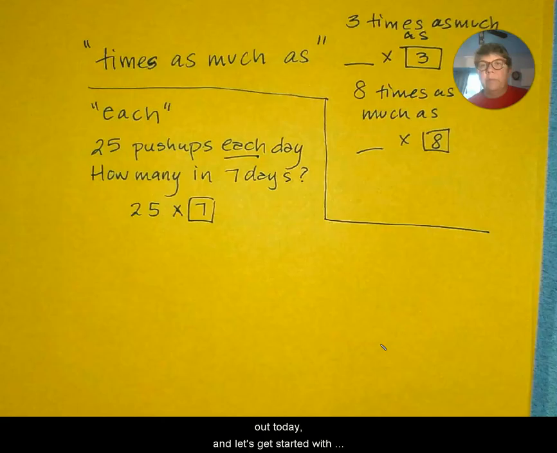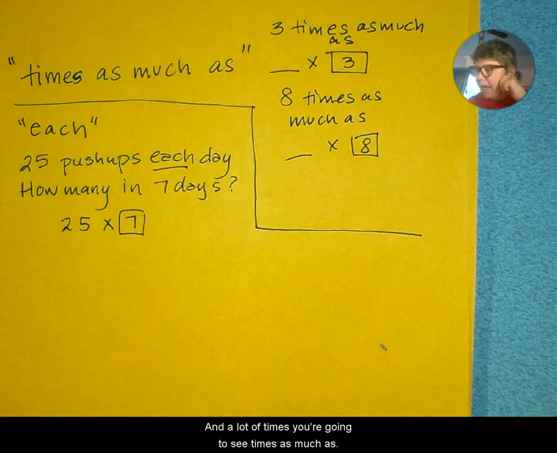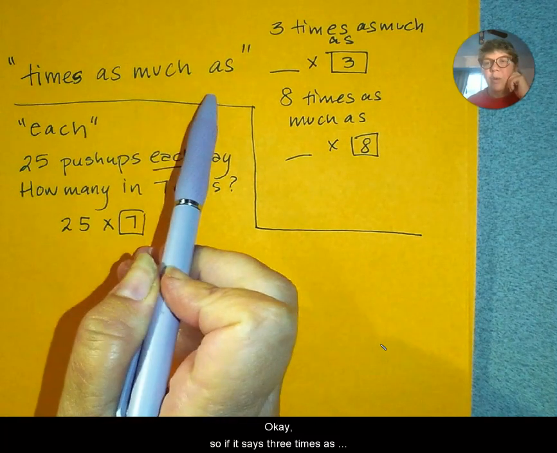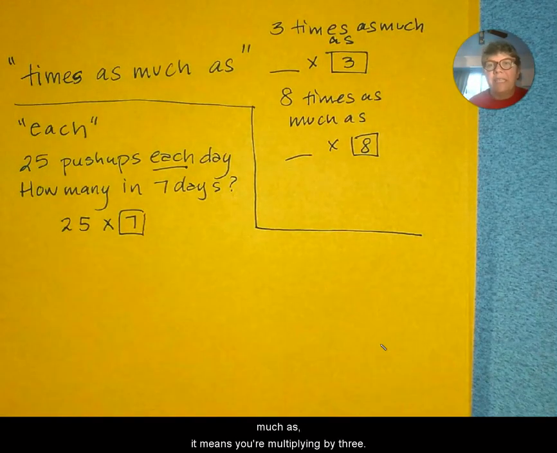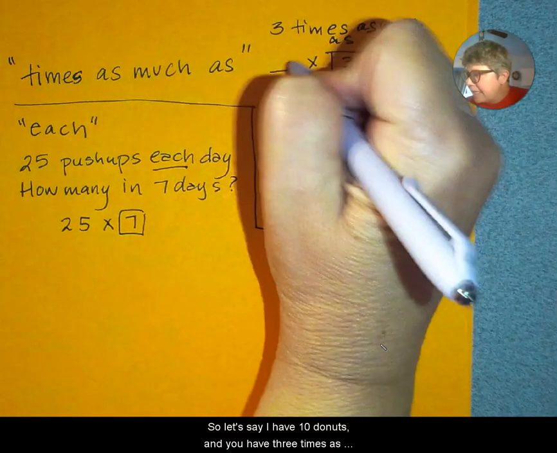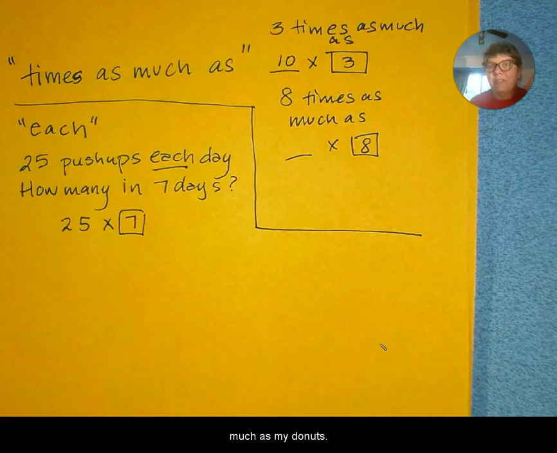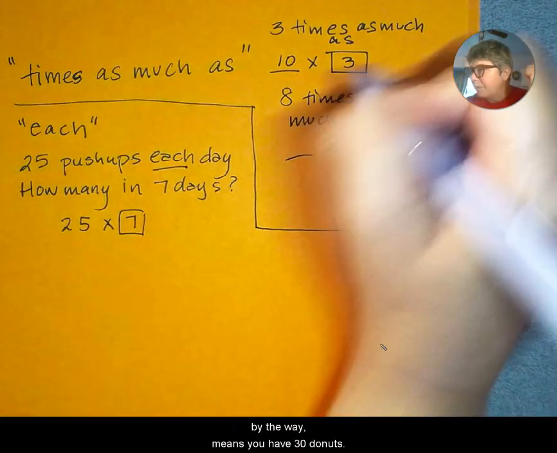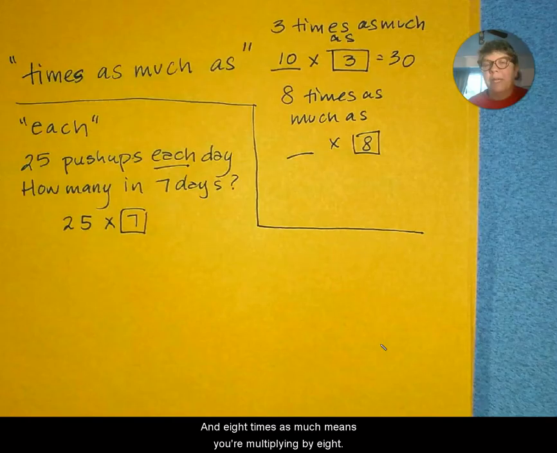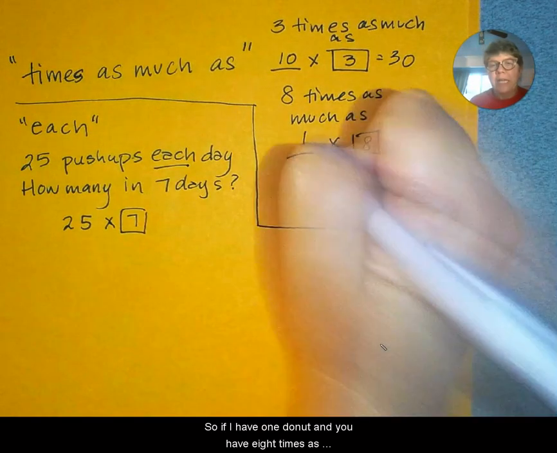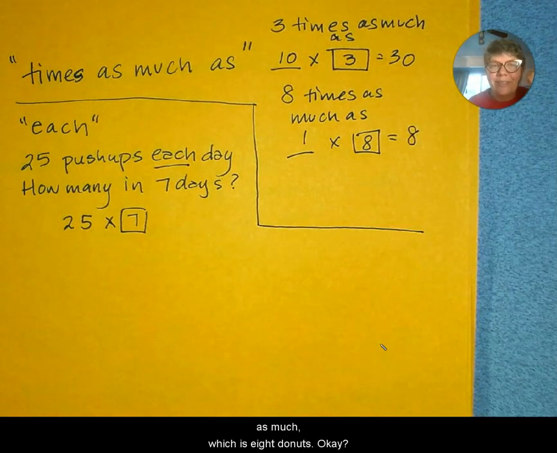Let's get started with some vocabulary. A lot of times you're going to see "times as much as." If it says 3 times as much as, it means you're multiplying by 3. So let's say I have 10 donuts and you have 3 times as much as my donuts. So you have 10 times 3, which means you have 30 donuts. And 8 times as much means you're multiplying by 8. So if I have 1 donut and you have 8 times as much, then you have 8 donuts, okay?